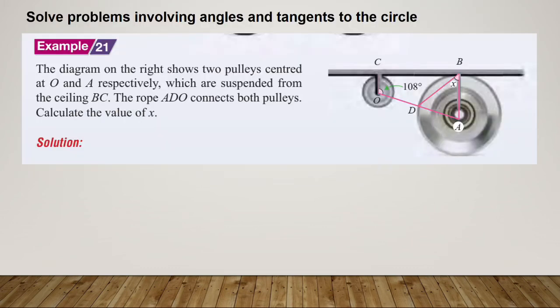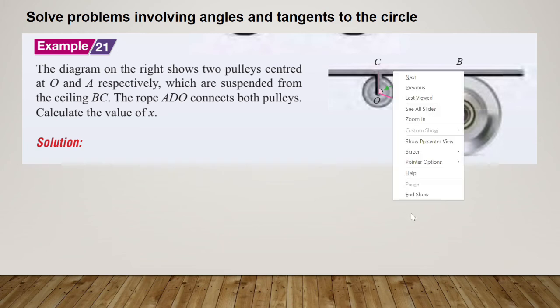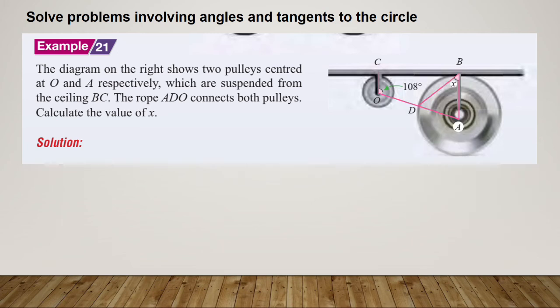Now we look at the next slide here on how to solve problems involving angles and tangents to the circles. This is the last example in your textbook. Look at the example here. The diagram on the right shows two pulleys. So we have two pulleys over here, this one, and also a bigger one, which are suspended from the ceiling BC. This is the ceiling BC. The rope ADO, this is a rope, connects both pulleys. Calculate the value of x. So we have to calculate the value of x.